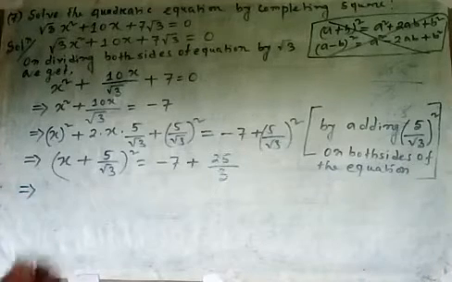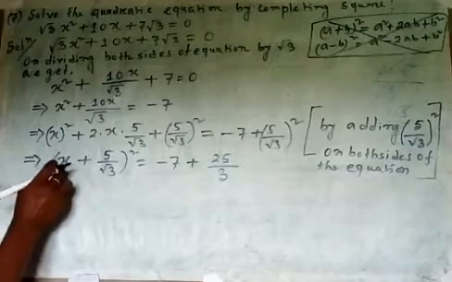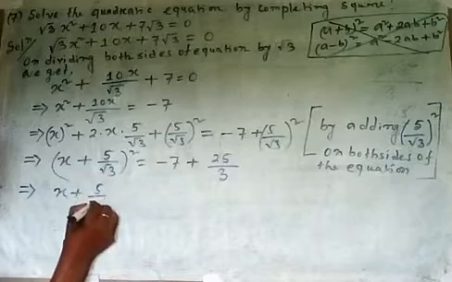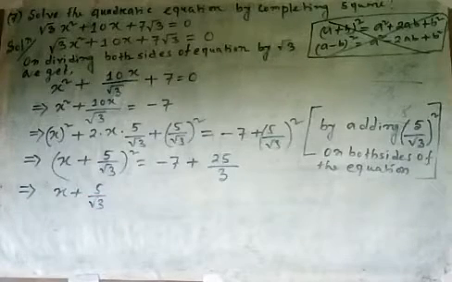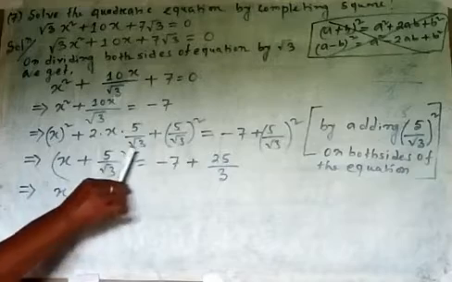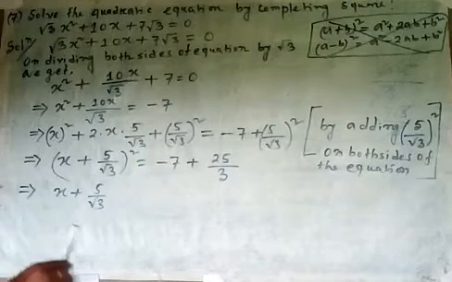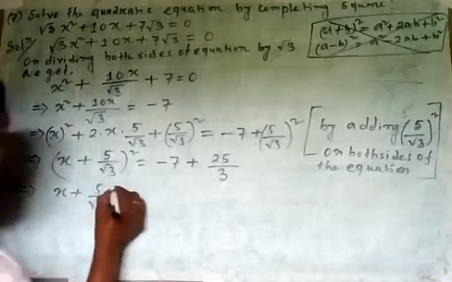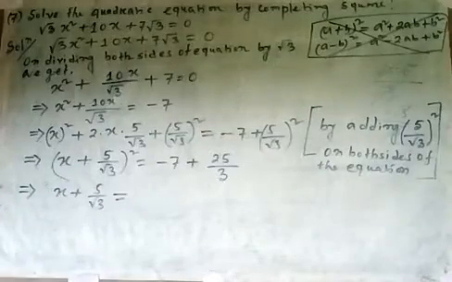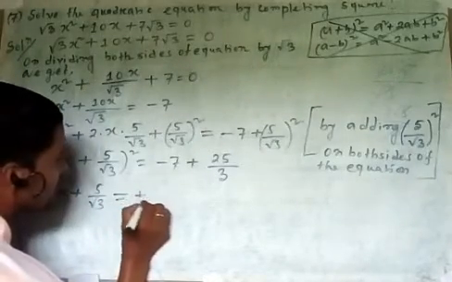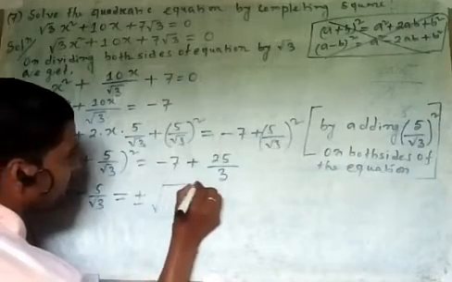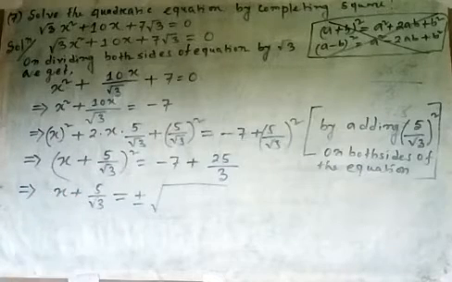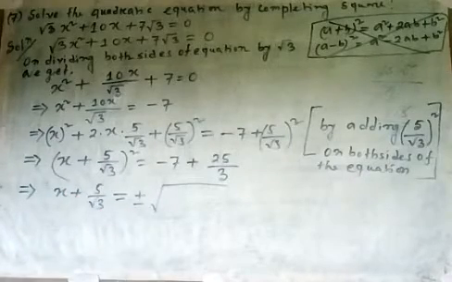This implies x plus 5 by root 3. This part is very important. Look, (x plus 5 by root 3) whole square. But now we are not writing this whole square. We are writing simply x plus 5 by root 3. When you do not use this square, then on the right side we have to use the plus minus root over symbol.